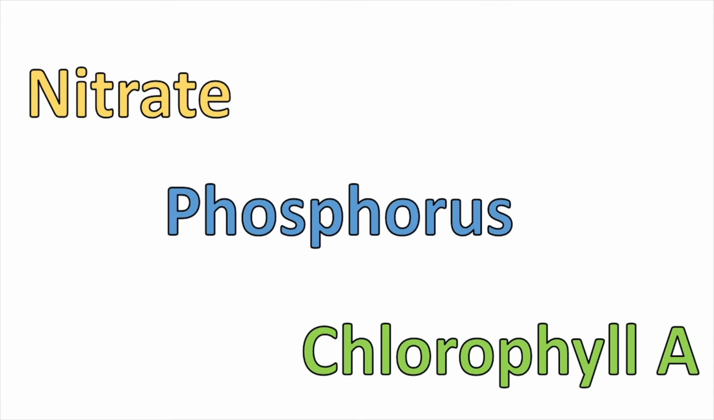Nitrate is essential for plant growth and can be found in fertilizer, manure, and also rises from rainfall. Phosphorus is very similar and can also be found in manure and fertilizer as well. Chlorophyll A is a pigment used in photosynthesis and gives an image of plant life in the stream.